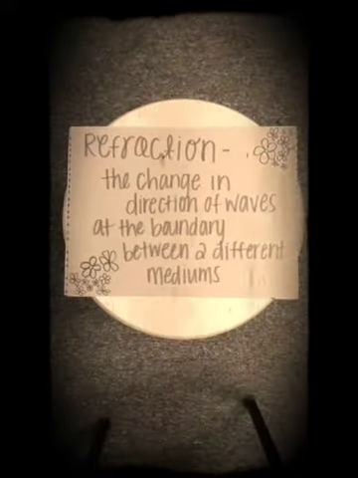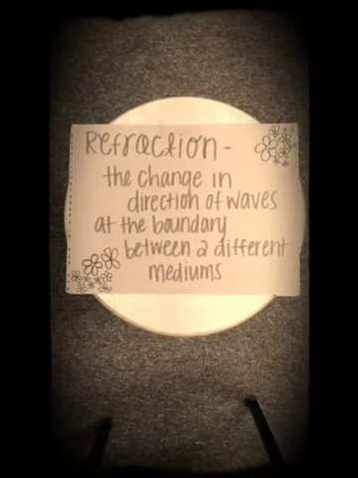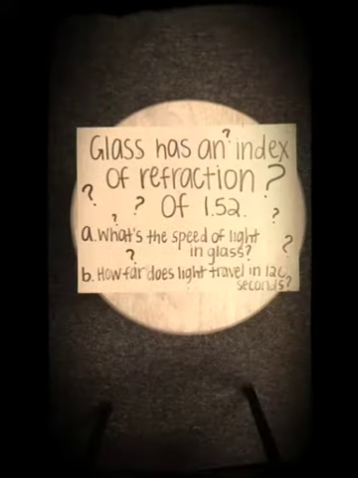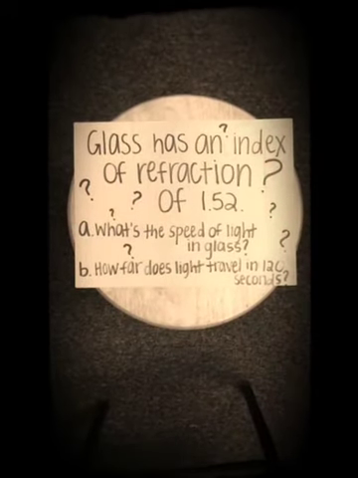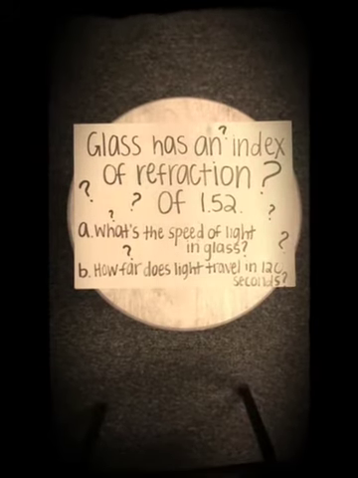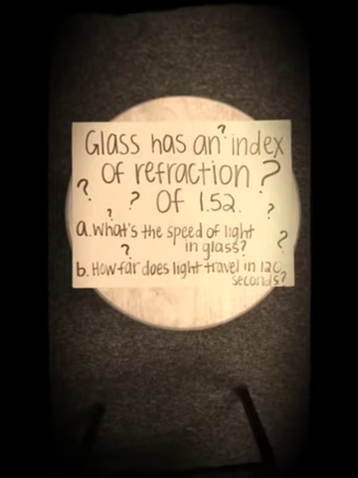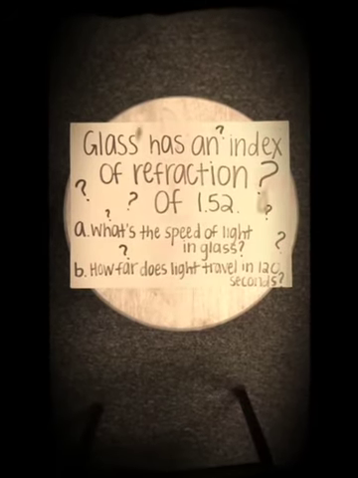Refraction. Refraction is the change in direction of waves at the boundary between two different mediums. To better understand index of refraction, let's use a question. Glass has an index of refraction of 1.52. A. What is the speed of light in glass? And B. How far does light travel in 120 seconds?